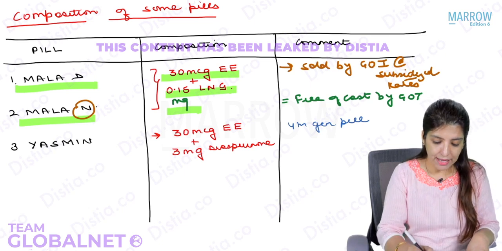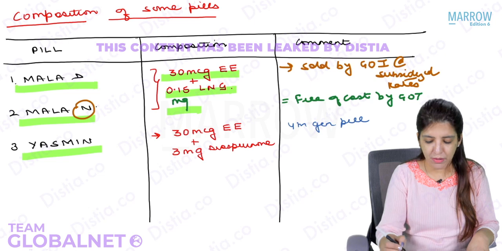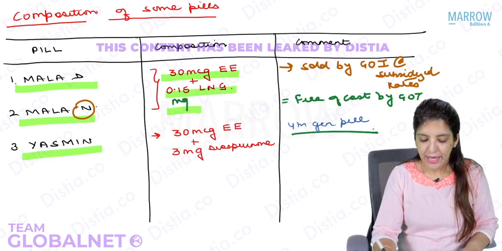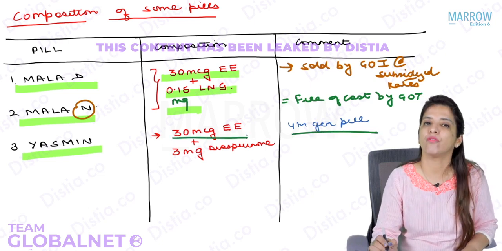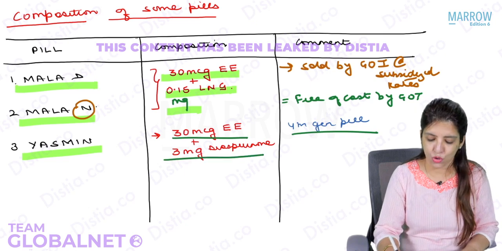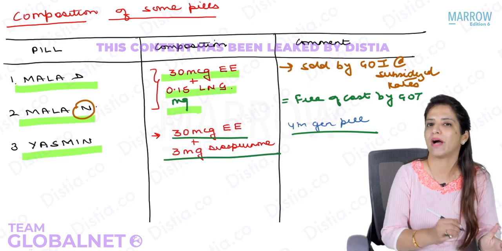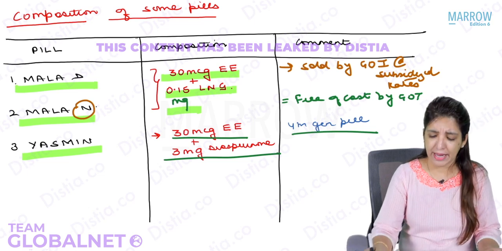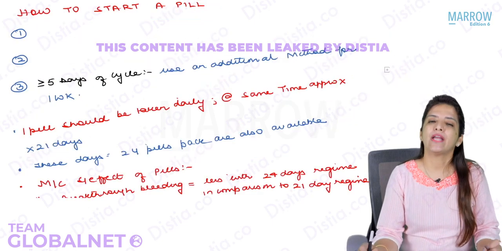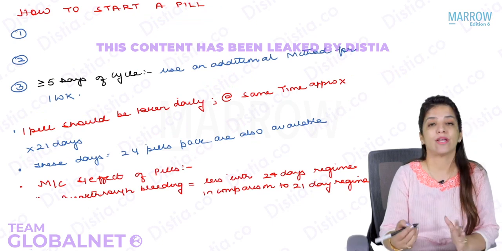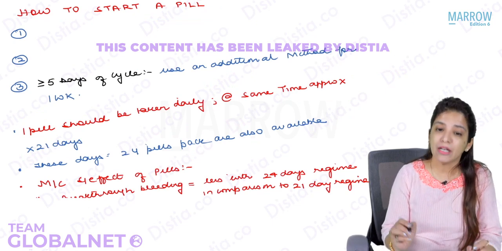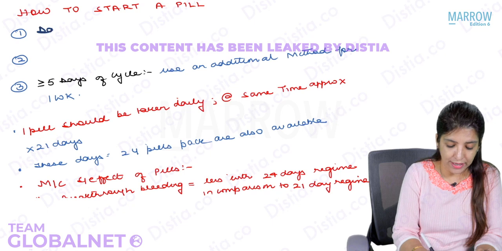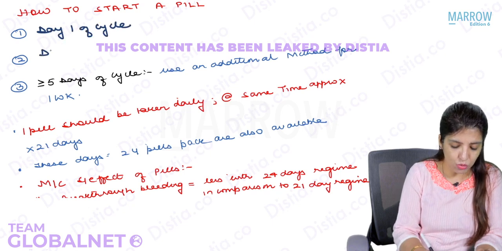Right? Then comes Yasmin. Remember, Yasmin is a fourth generation pill. It has got 30 micrograms of ethinyl estradiol and 3 milligrams of drospirenone. So you just have to remember the compositions of Mala D, Mala N and Yasmin. Now, how to start a pill? How are you going to advise your patient to start a pill? A pill should be started either on day 1 of the cycle, or you can start it between day 1 to day 5 of the cycle.